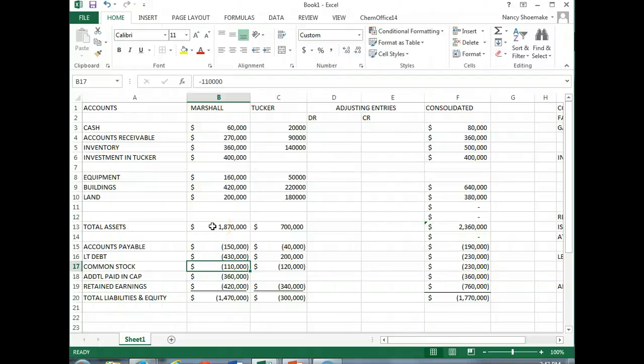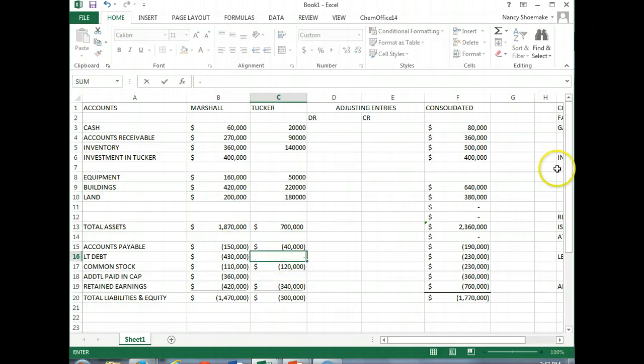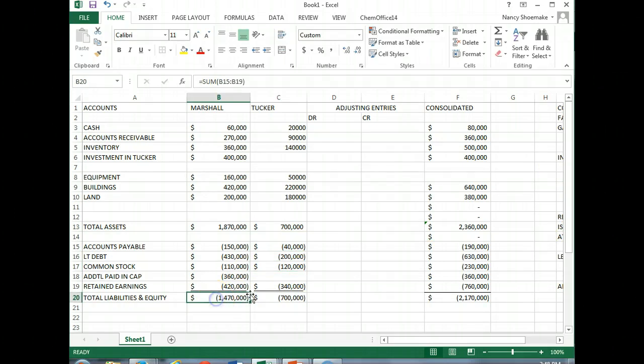1,870,000. The 200,000 should be negative. The land, for Tucker. Long-term debt, Tucker. She's looking at Marshall right now. Oh, minus 200. So that one balances. I'm off here 400,000. Is it the investment? Oh God.